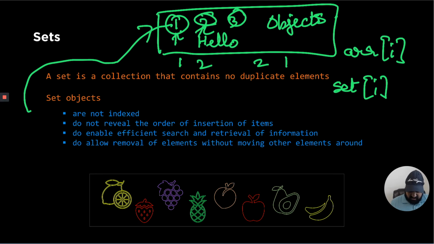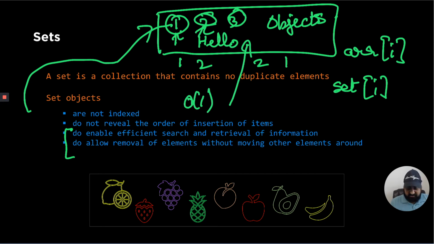Another thing to note here is that sets enable efficient search and retrieval of information. That's why they are such an important and fundamental data structure, because they allow us to find elements in really fast execution times because of this concept of hashing, which we'll see as one way of implementing sets in the next lecture. But I'm just giving you the idea that you can retrieve these objects in O(1) time.